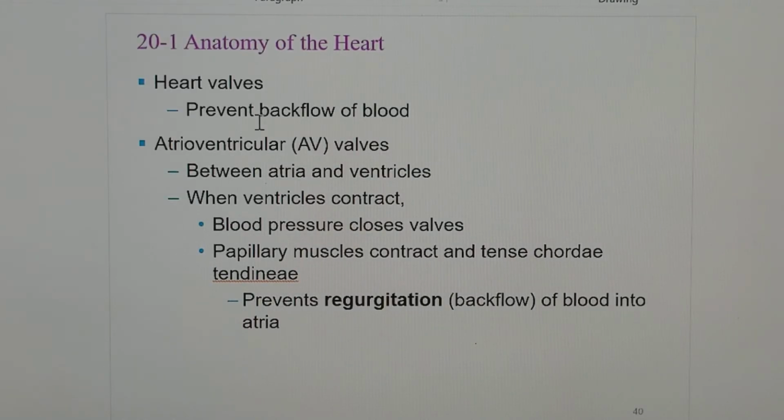Heart valves prevent backflow of blood. Again, we discussed those being one way. The atrioventricular valves are between the atria and the ventricles. When the ventricles contract, the blood pressure closes the valves. Papillary muscles contract, and as I mentioned, the tense chordae tendineae, which are attached to the papillary muscles, hold those valves in place so they don't flip backwards. This prevents regurgitation, or backflow of blood, into the atrium. We don't want that either, do we? No.